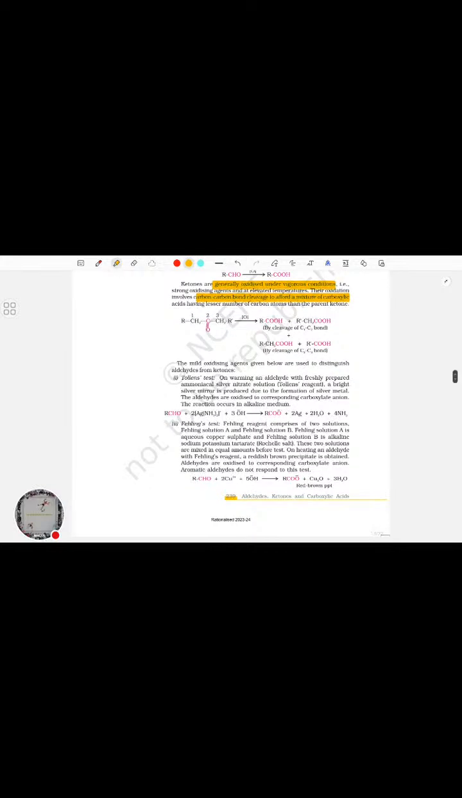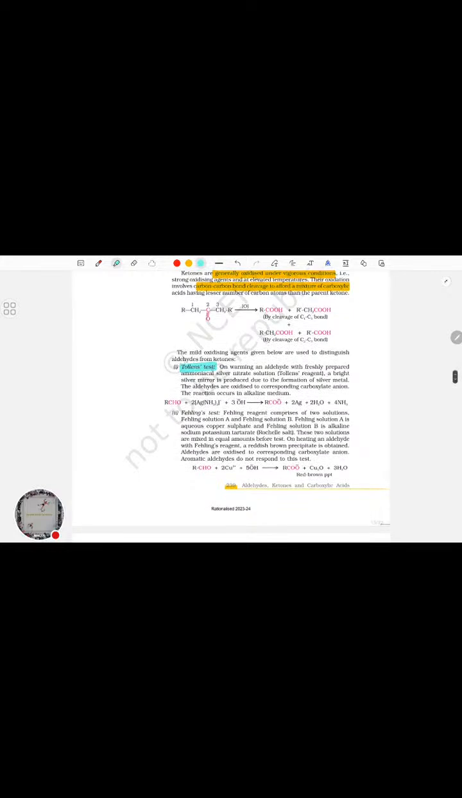Now there are certain mild oxidizing agents through which the difference between certain compounds can be identified. The mild oxidizing agents given below are used to distinguish aldehydes and ketones. First we will use Tollens reagent. Warming an aldehyde with a freshly prepared ammoniacal silver nitrate solution, a bright silver mirror is produced due to the formation of silver metal. The aldehydes are oxidized to the corresponding carboxylate anion and the reaction occurs in an alkaline medium.